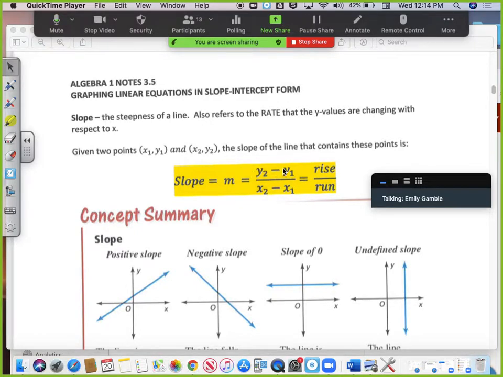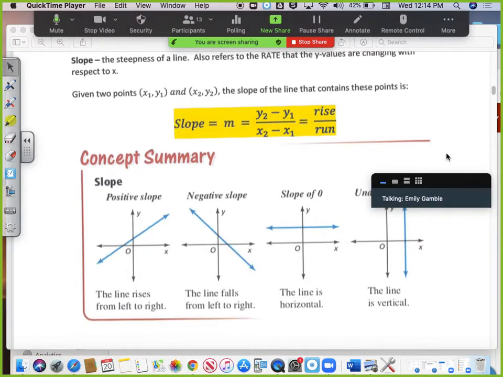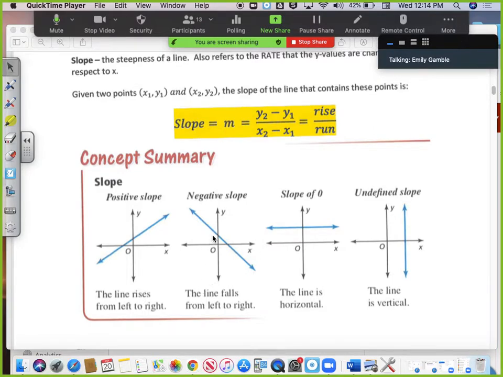The slope m formula is y2 minus y1 over x2 minus x1. And when you subtract the y's, that is the difference, and that represents the rise, which is how much you go up or down. And when you subtract the x's, that difference represents how much you go left or right. That's the run. So there's 4 different types of slopes that we see in Algebra 1: positive slopes, negative slopes, slopes of 0, and undefined slopes.